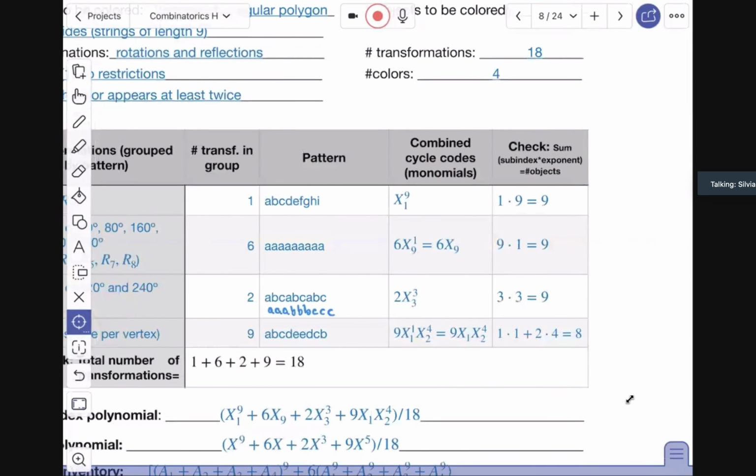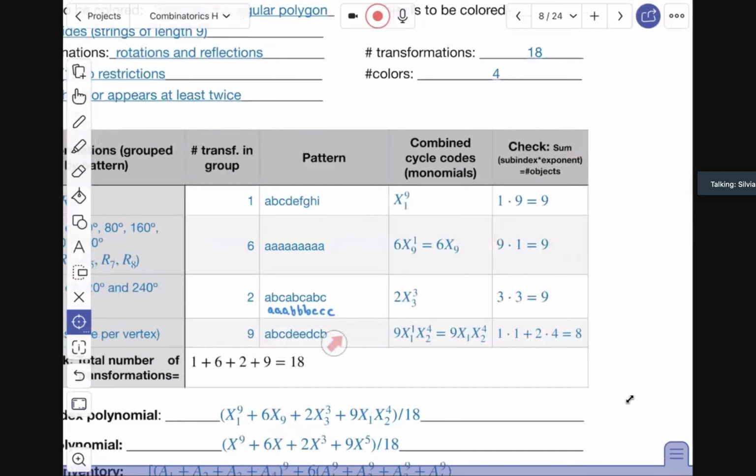For any of your cycle codes, when you do the sum of the subindex times the exponent, like here, 1 times 9 is 9, it should be the number of objects that you're coloring. So there are 9 objects that we're coloring here. And so 1 times 9 is 9, 9 times 1 is 9, check, check. 3 times 3 is 9, check.